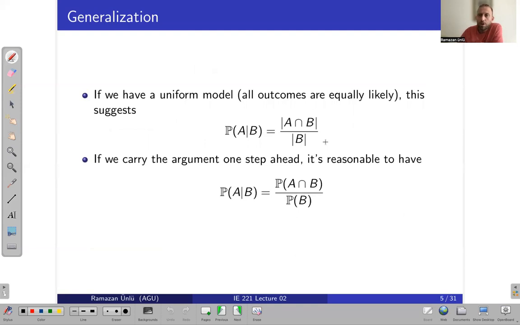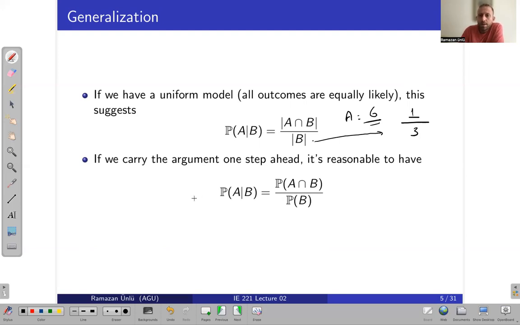So if we generalize these rules, and if we have a uniform model, meaning all the outcomes are equally likely, this suggests that the probability of A given B can be calculated by the size of A intersect B divided by the size of B. As we did in the die example, event A was getting 6 after rolling a die, and the size of the event A is 1, and the size of the sample space created from the given information is 3: 2, 4, and 6.